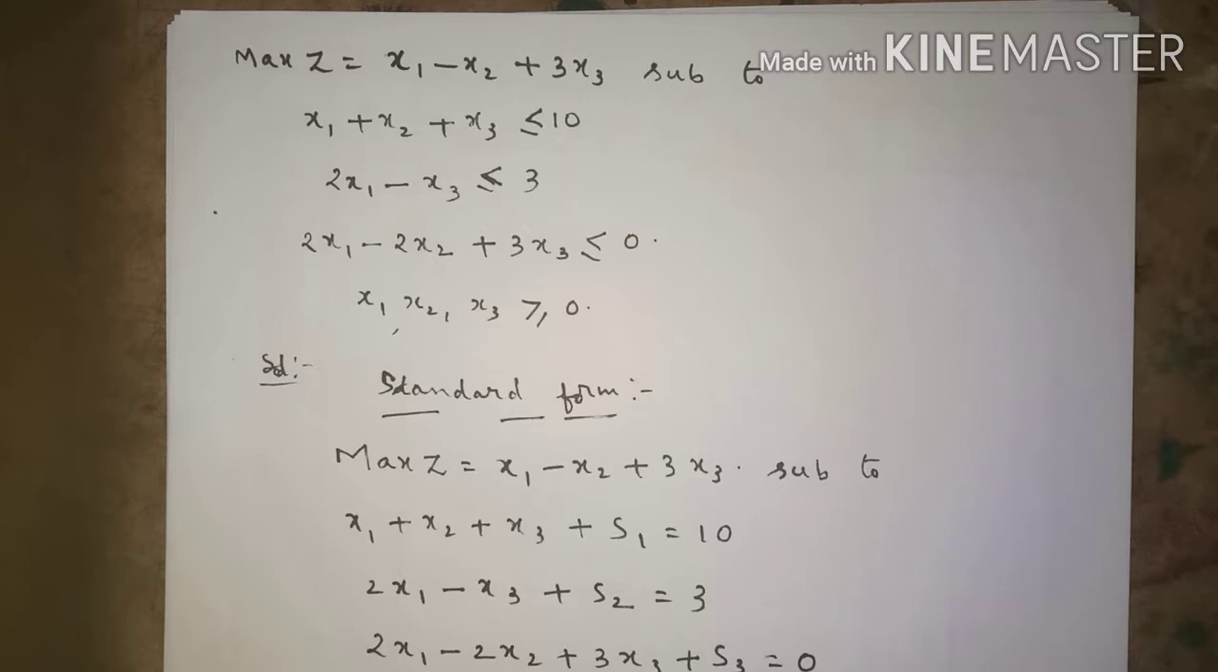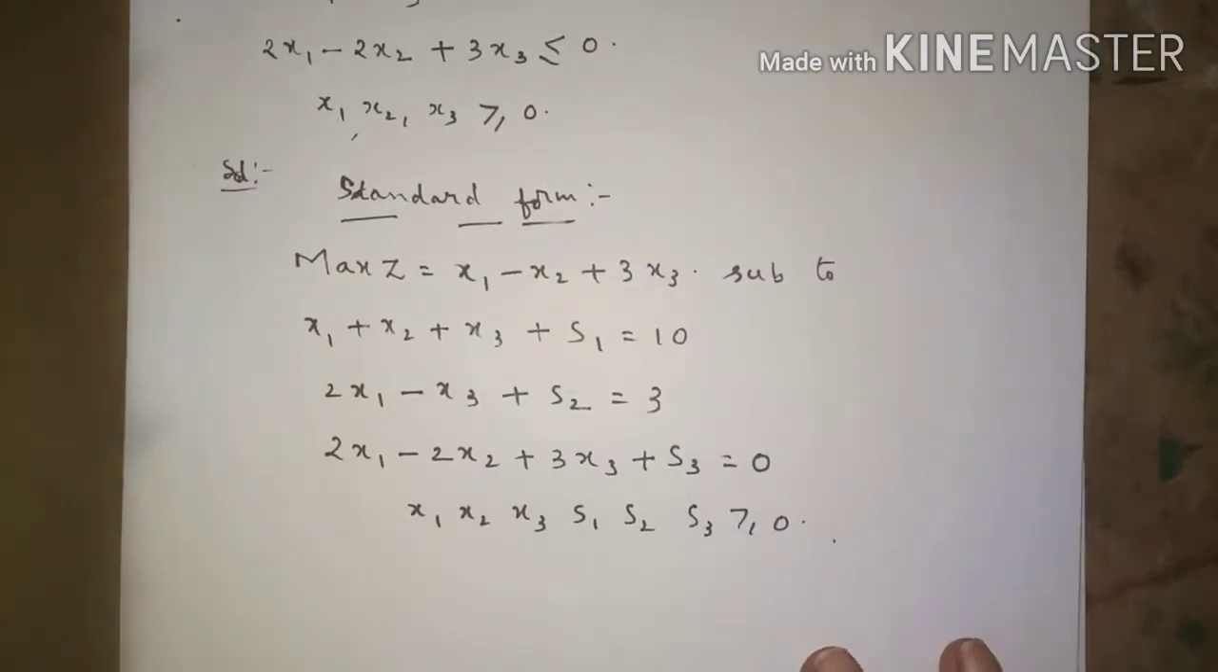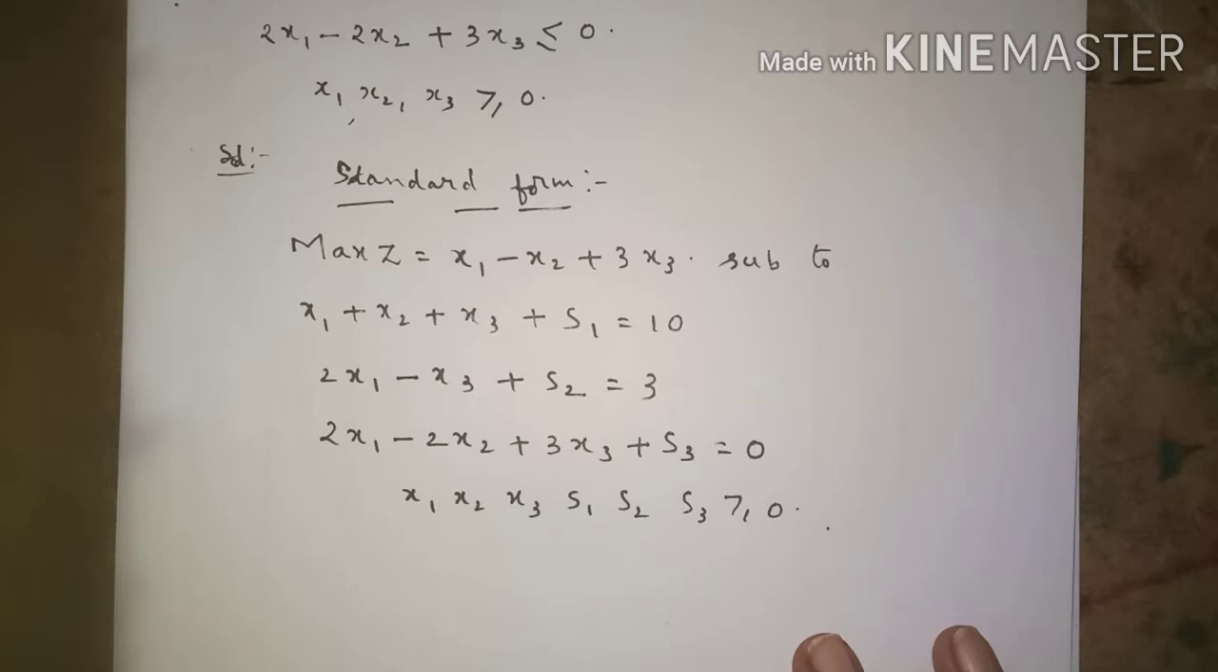Subject to the constraints, all the three constraints have the less than or equal to symbol. Therefore, I have added one slack variable on the LHS of the constraint, S1 for the first constraint, plus S2 for the second constraint, plus S3 for the third constraint. So I have got these three constraints, and all the decision variables x1, x2, x3, s1, s2, s3 are greater than or equal to 0, means positive. This is the standard form of the given LPP.